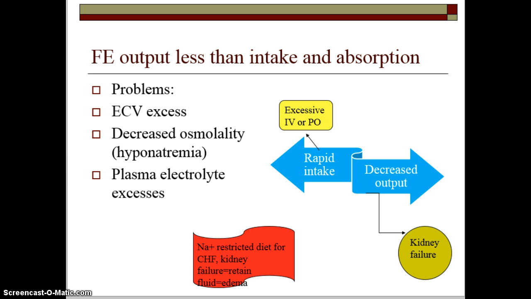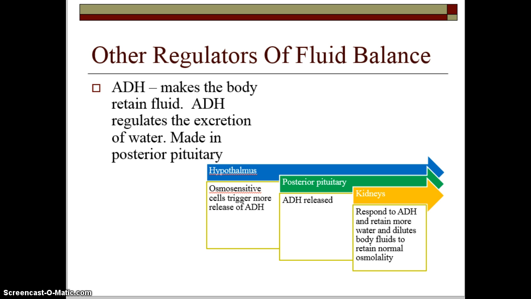With the PO intake, you can see that with people that sometimes will do contests or races where they see who can drink the most water in 20 minutes, and they actually will die of hyponatremia because they have diluted that sodium down so much because of high intake during a short period of time. Sodium restricted diet for patients that have congestive heart failure, kidney failure, they're retaining fluid because of edema. We can see where we try to work with lowering the sodium in the diet in cases like that.